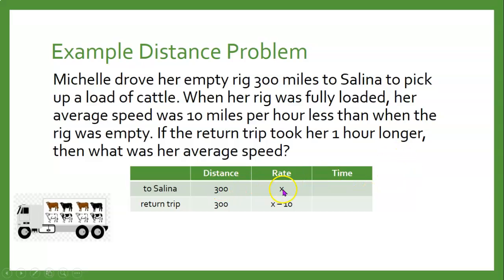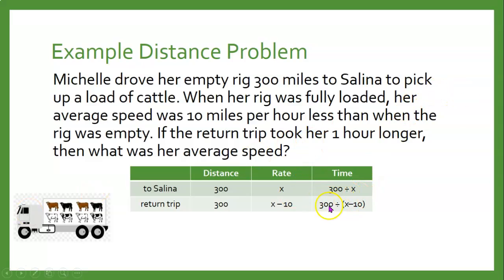But once we have two of these columns filled in, we can use what we have in those two to fill in the third one. Remember, I said time is equal to the distance divided by the rate of speed. So if we take whatever's in the distance column divided by whatever's in the rate column, that gives us something we can put in the time column. So 30 divided by x for the time to Salina, and 30 divided by x minus 10 for the return trip.